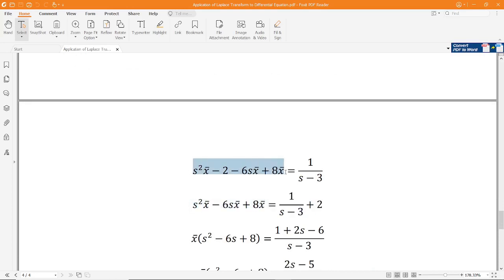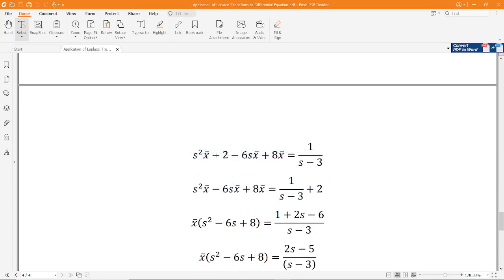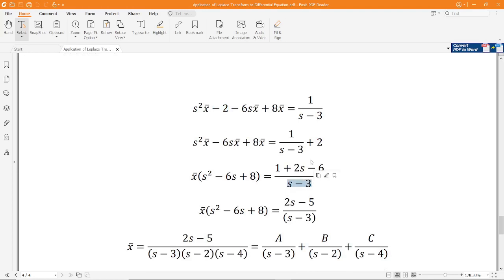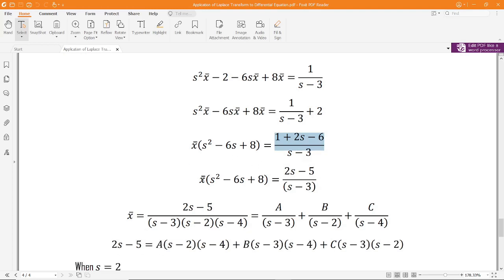We have this now. So the same way, we bring the constant term to the right side. So the denominator here is shared. That will be 2 multiplying this. That will be 2s minus 6, which is this numerator here. So that's what we have here. Then making x bar the subject. So that will be s squared minus 6s plus 8, and you can make x bar the subject here by bringing all of this as the denominator here.